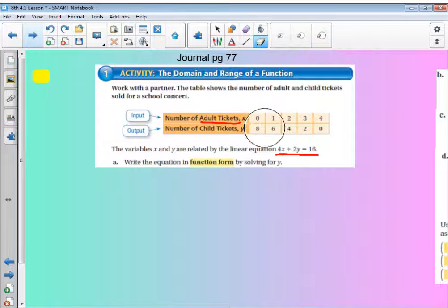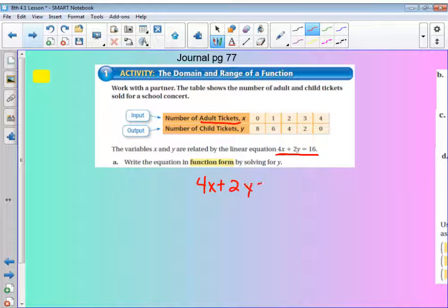Okay, here we've got where we could buy 1 adult ticket, so that would be $4, which then leaves us with what? 16 minus 4 gives us $12. So that means we could buy then 6 child tickets. 6 times 2 gives us the $12. Okay, so you're understanding where they're coming up with these numbers. Okay, so question A says, write the equation in function form. So remember, function form is when we get it into that y equals format. So we have 4x plus 2y equals 16.